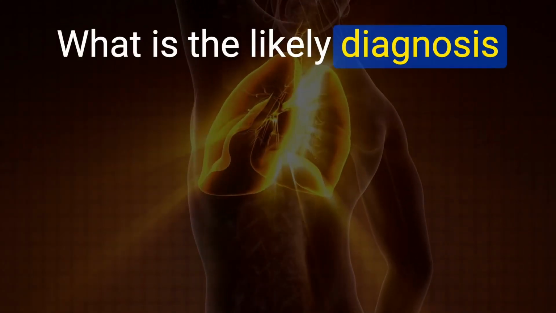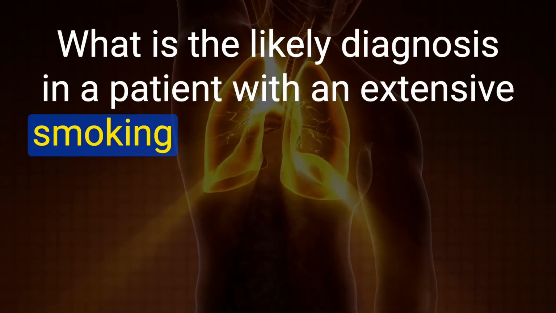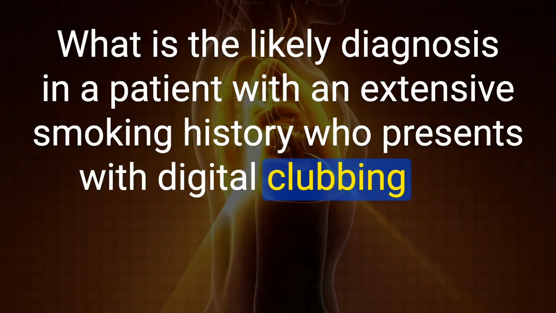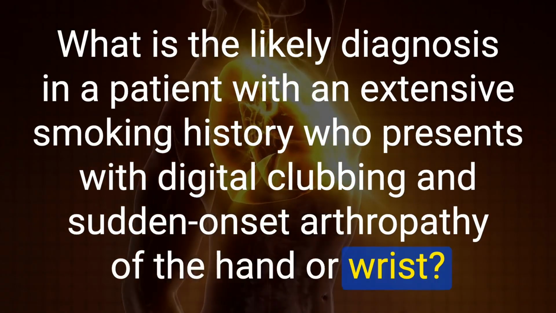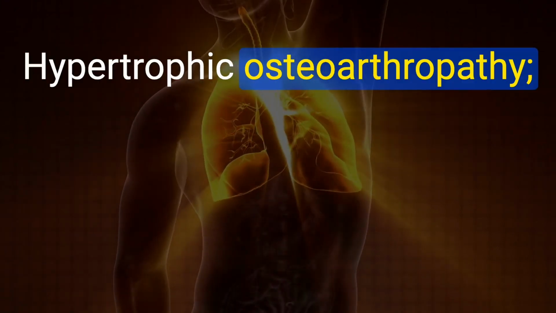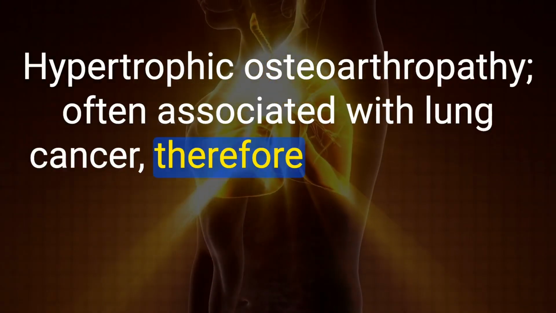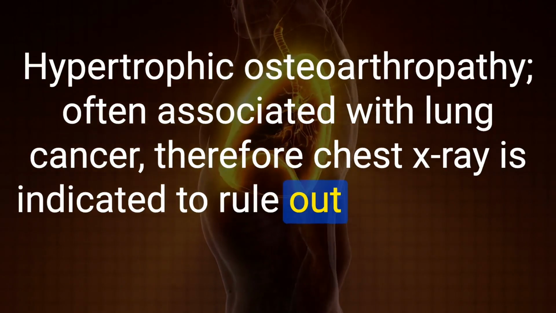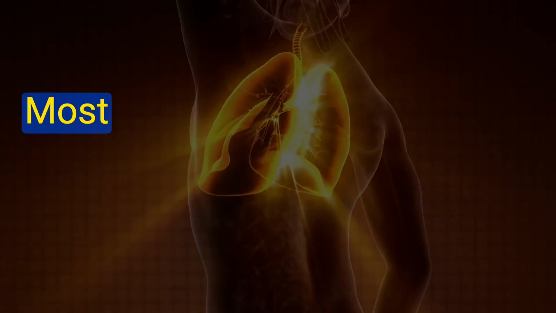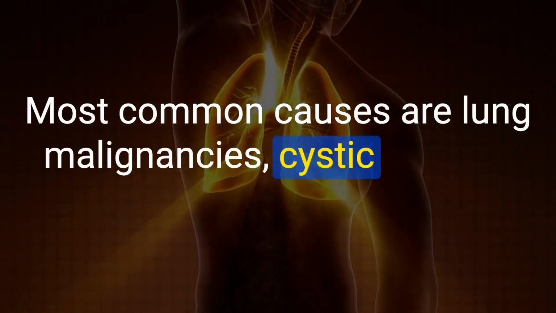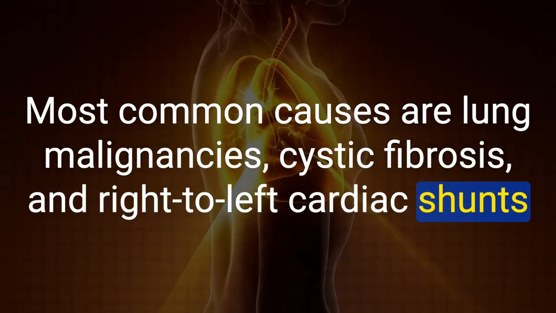28. What is the likely diagnosis in a patient with an extensive smoking history who presents with digital clubbing and sudden onset arthropathy of the hand or wrist? Hypertrophic osteoarthropathy, often associated with lung cancer, therefore chest X-ray is indicated to rule out malignancy or other lung pathology. Most common causes are lung malignancies, cystic fibrosis, and right-to-left cardiac shunts.